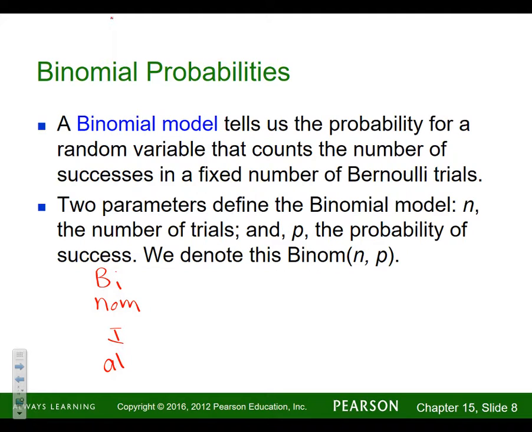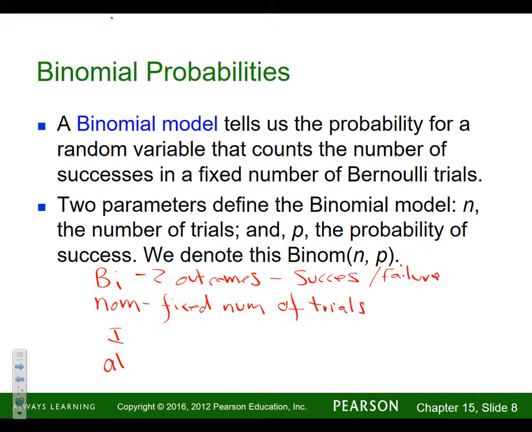What does bi mean? 2, which means, in our case, 2 outcomes, success or failure. Okay? Nom. Nom kind of looks like num, right? For number. Num is going to be the number of trials is fixed. So fixed number of trials.